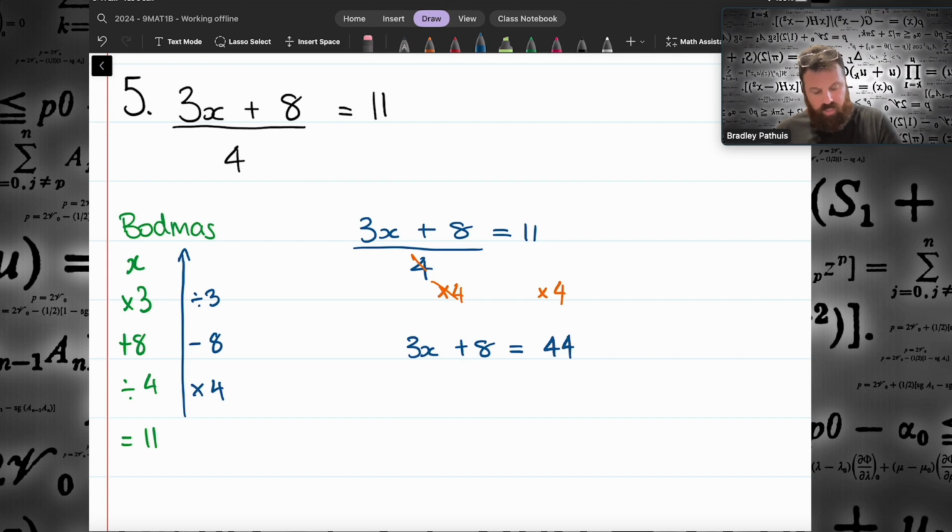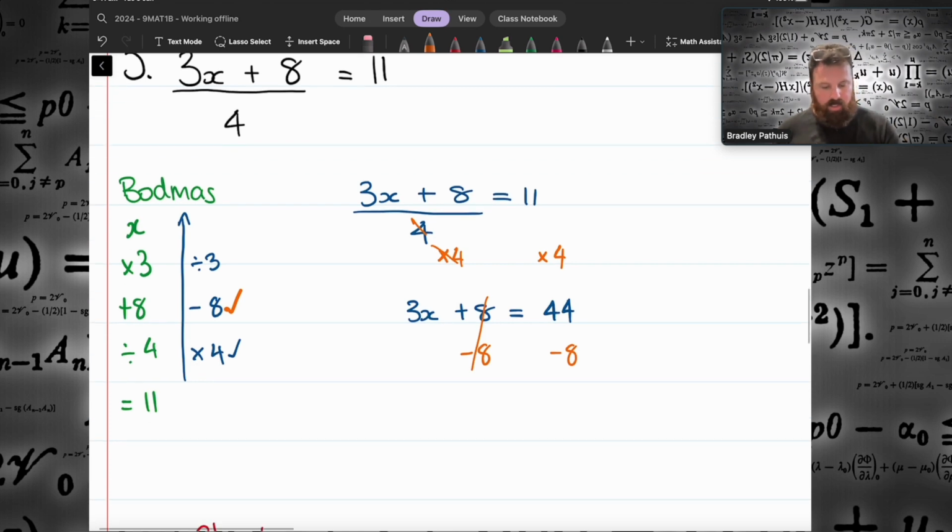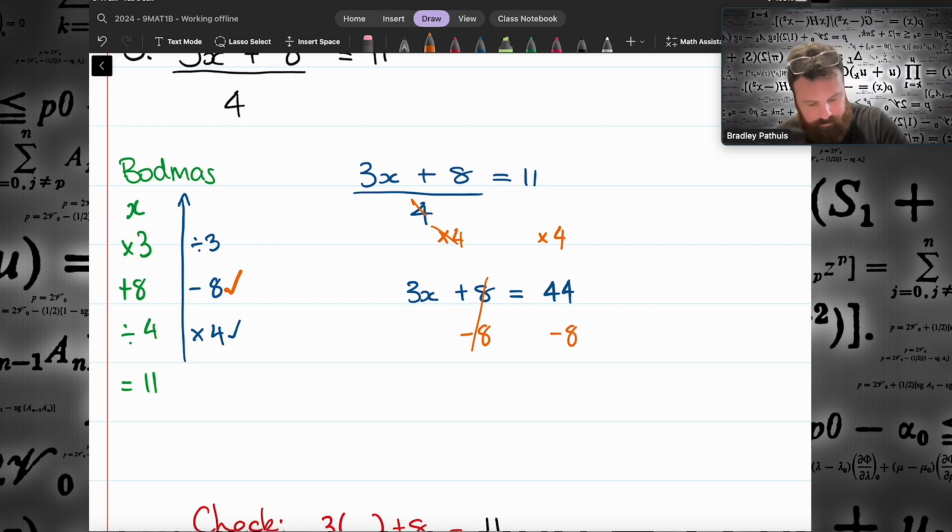So rewriting this equation, we get 3x plus 8 equals 44. I've done the times by 4. Now I need to take away 8 from both sides. So I'm taking away 8 from both sides. That step's done. Plus 8 minus 8 is going to end up giving me 0. They're going to undo each other, cancel each other, get rid of each other. And then on the right-hand side, I need to do 44 take away 8. So what I'm left with is 3x equals 36.